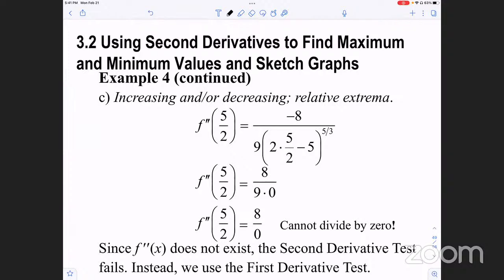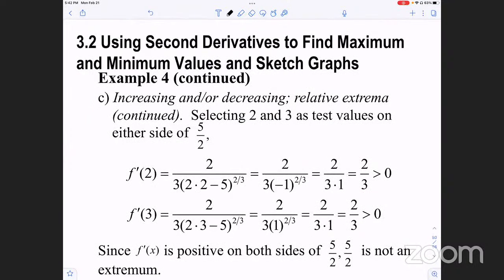We tried to verify with the second derivative, but we got an error. So then we use the first derivative. So basically, we take this x value when x is 5/2, and then we just need to test a number to the left and a number to the right in the first derivative. And then the first derivative tells us whether the function is increasing or decreasing, right?